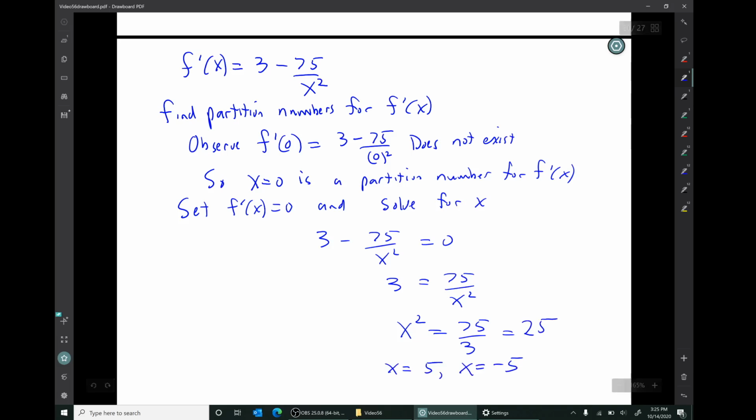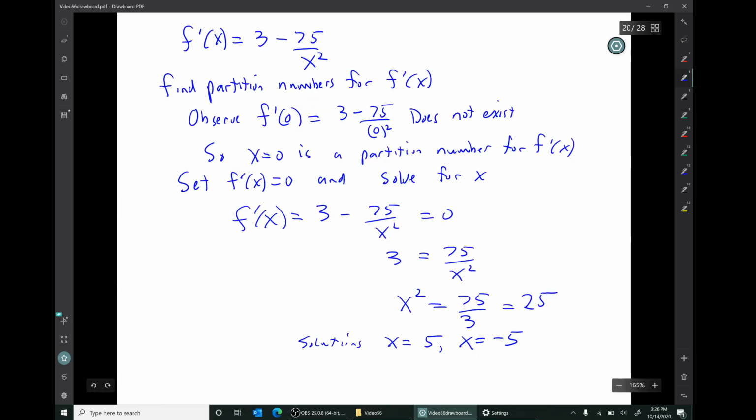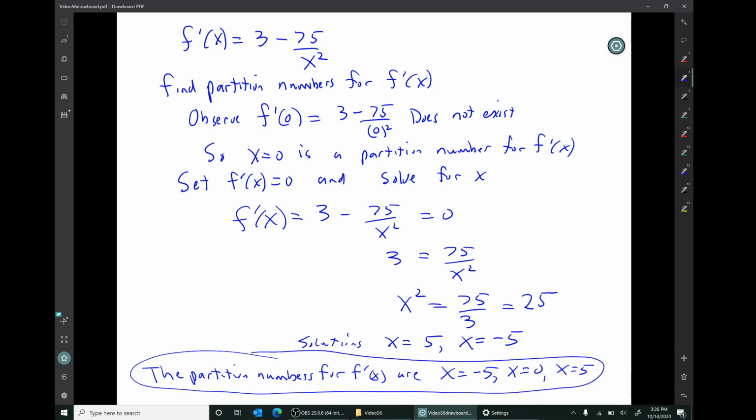So we see that the solutions to this equation, f prime equals 0, are the numbers x equals 5 and x equals -5. So our conclusion is that the partition numbers for f prime are the following three numbers. Those are the partition numbers for f prime. But remember, the question was to find the critical numbers for f of x.